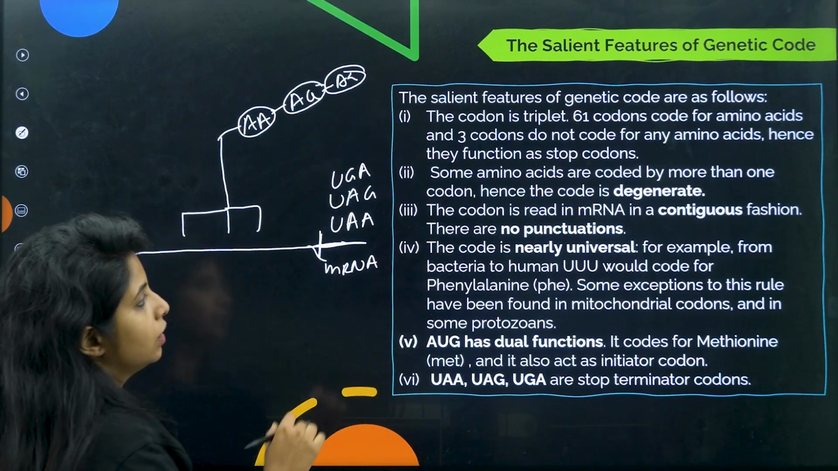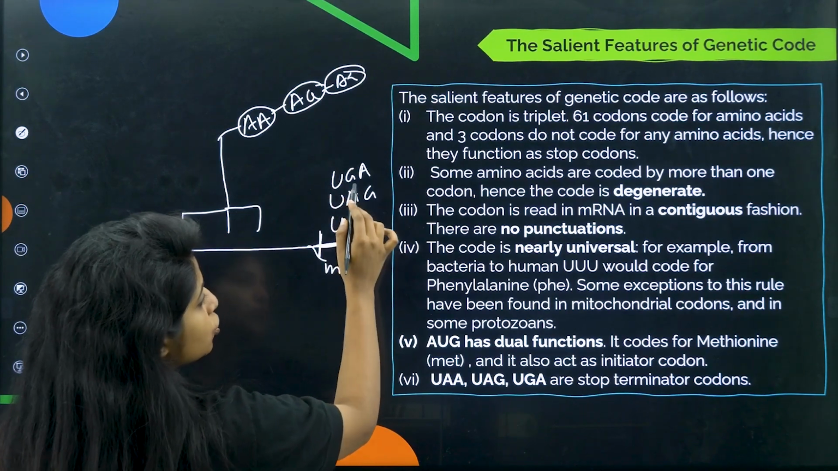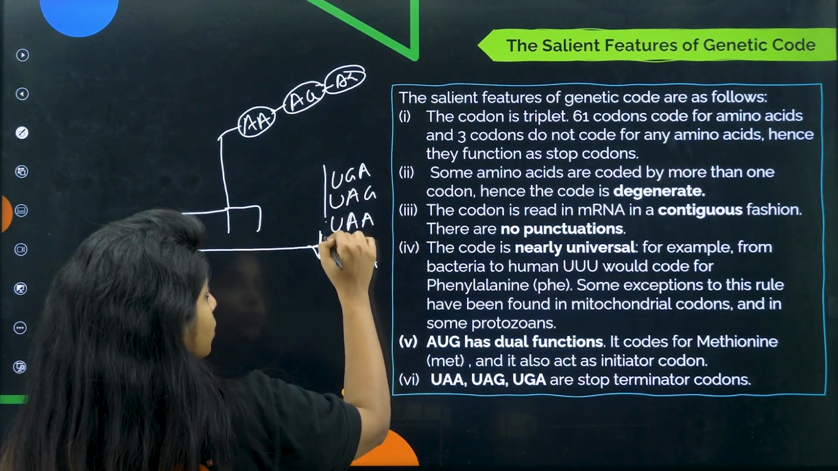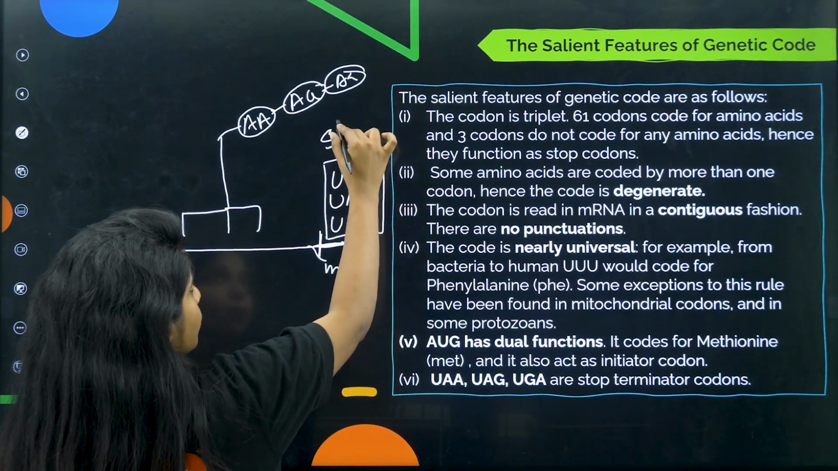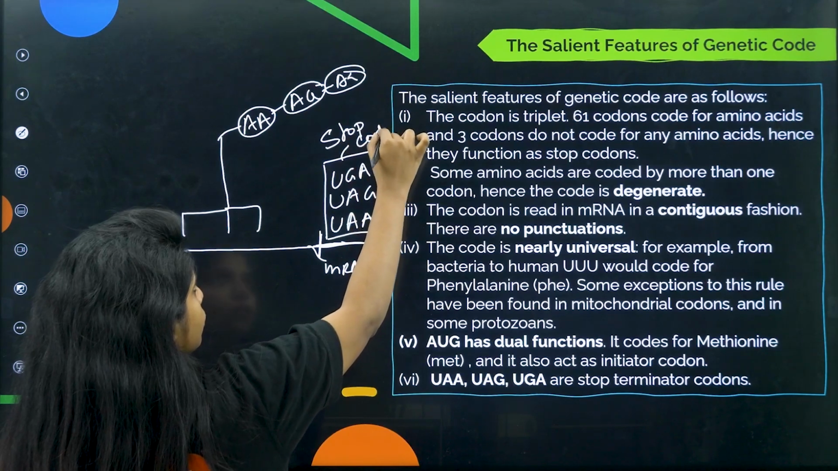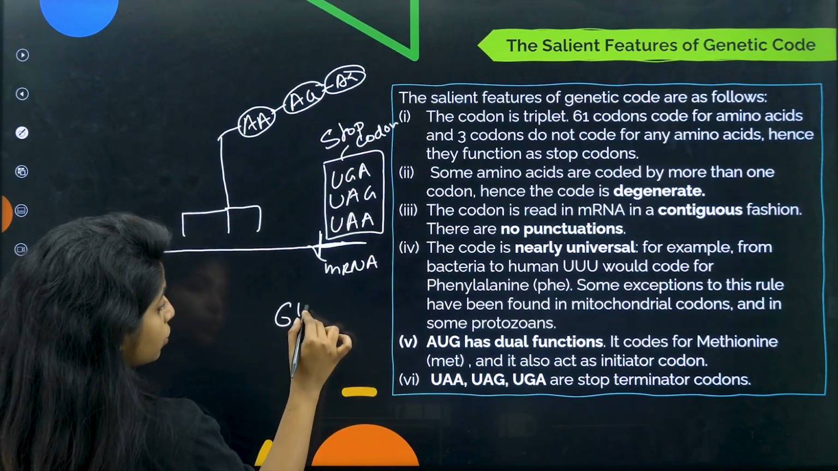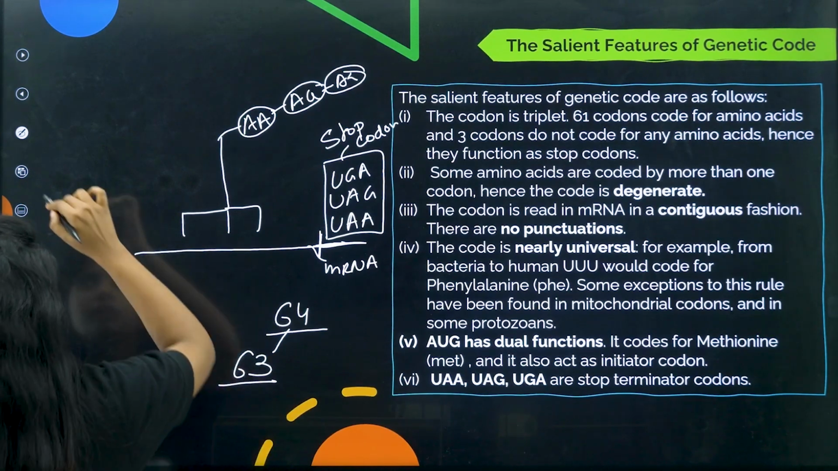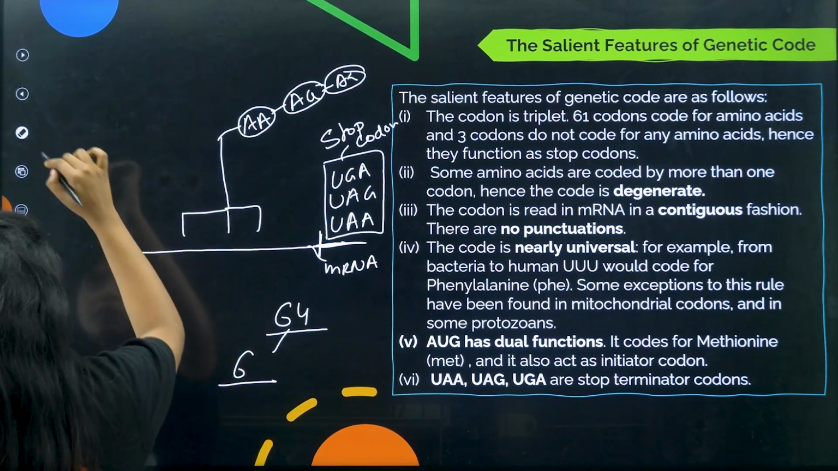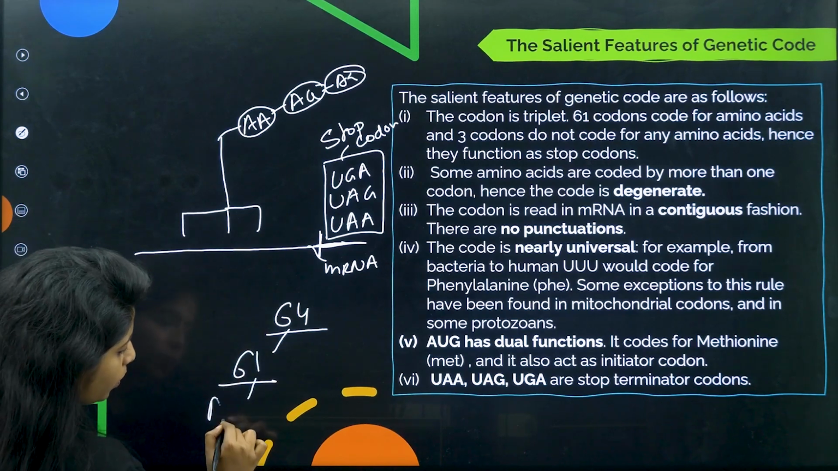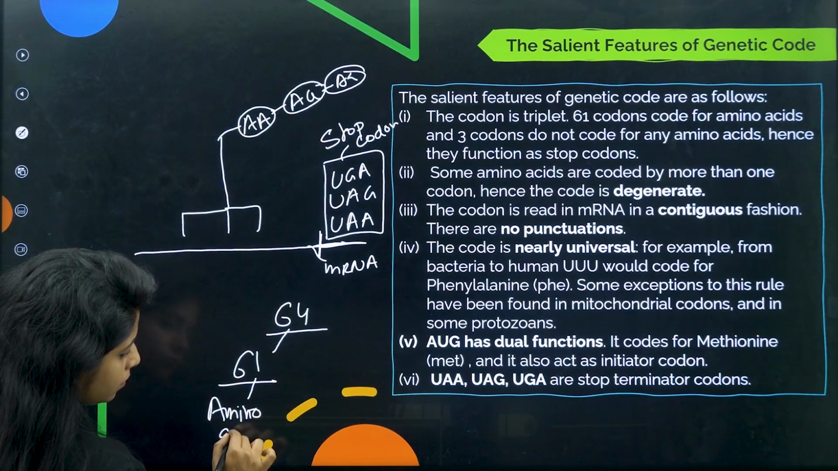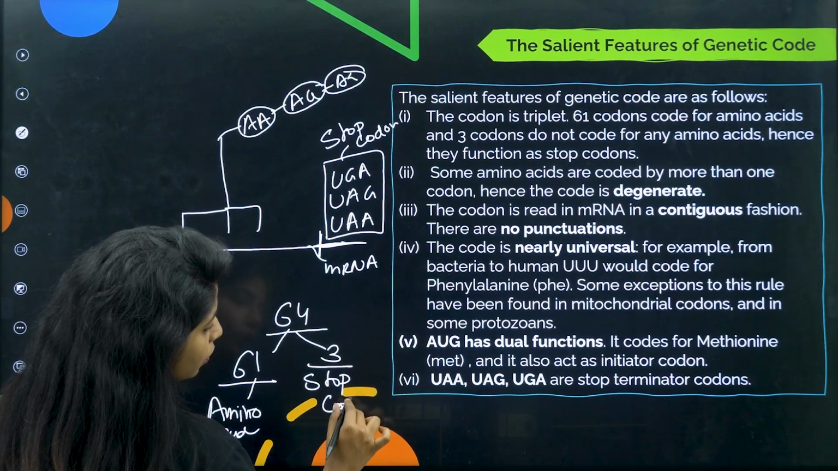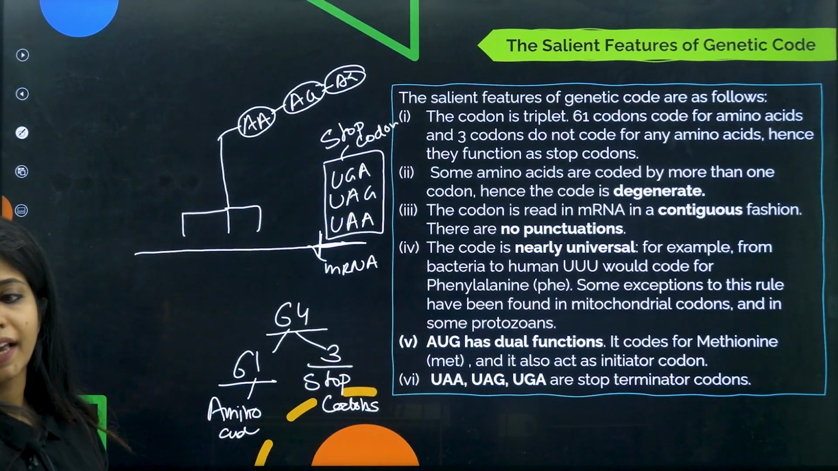UAA, UAG, UGA. These are the 3 codons which do not code for any amino acids. So, I call them stop codons. The total number of codons about which we learned was 64. Out of that, 61 are the good ones, children. They code for amino acids. And 3 of them are known as stop codons. They are not going to code for anything, children.